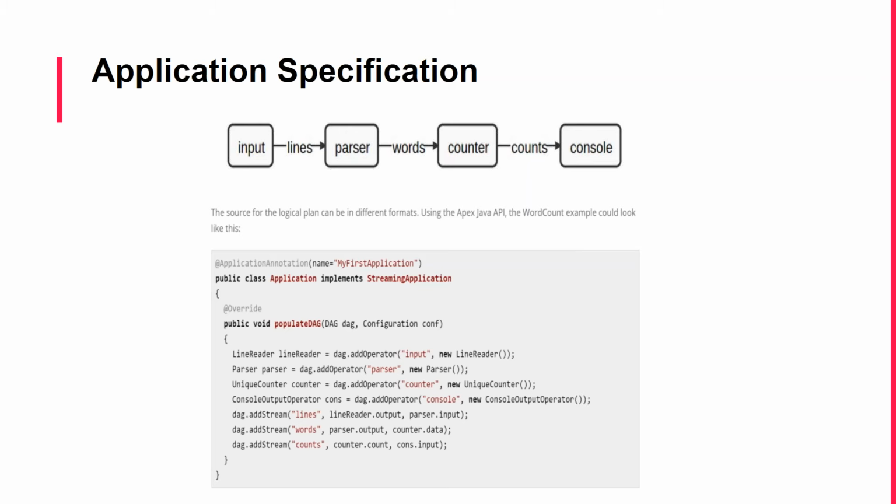There are 4 lines for defining each of those operators. We define each one of those operators. And then the next 3 lines are for the streams. The first line says, I'm adding a stream for lines, reading from this input operator and putting it to the input of this operator, reading from the output of the previous operator. That's the whole idea.